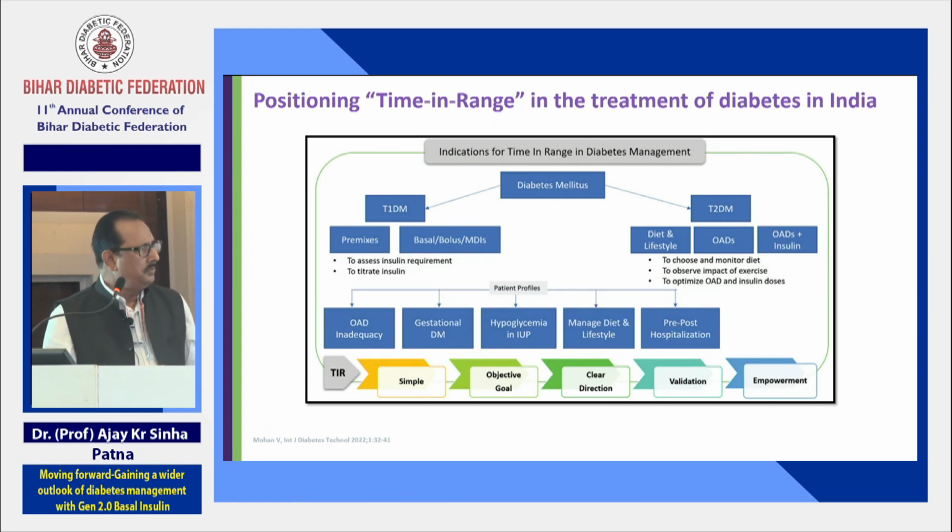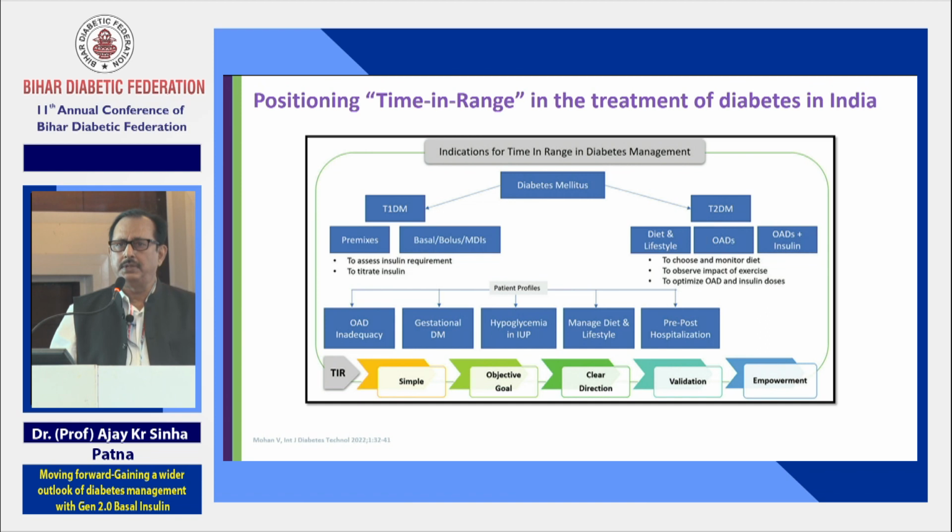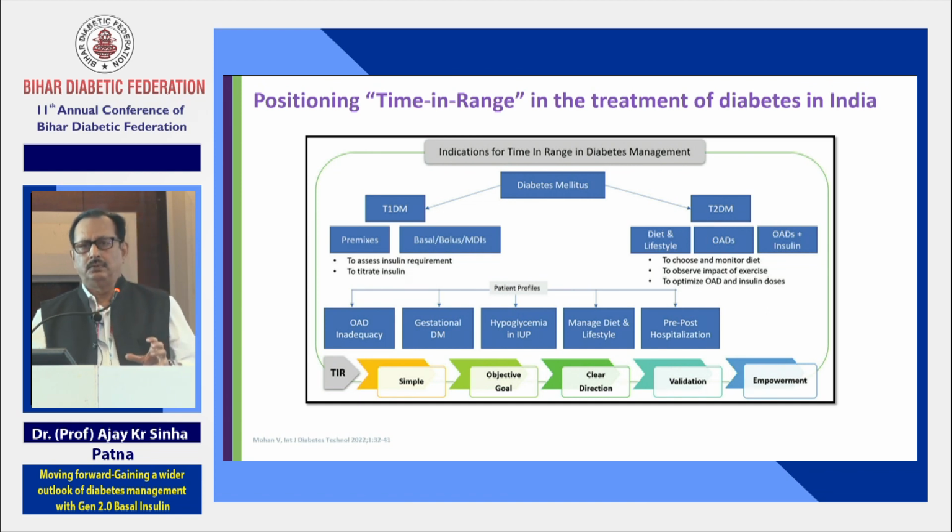This is Dr. Mohan's recommendation on where to adopt the positioning of time in range in the treatment of diabetes mellitus. I will not go into detail. You will find that in type 1 diabetes mellitus and type 2 diabetes mellitus, all categories of patients, whether on diet and exercise, on oral anti-diabetic drugs, or on oral anti-diabetic drugs with insulin, he has recommended a role for CGM technology and TIR.